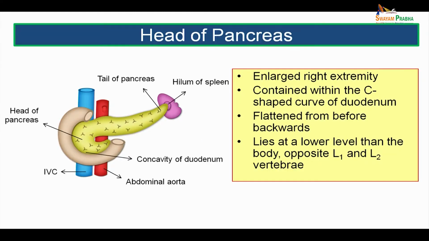Let us now go on to see the visceral relations of the parts of the pancreas. The head of the pancreas is nothing but the enlarged right extremity of the pancreas. It is contained within the C-shaped concavity or curve of the duodenum. The head is flattened from before backwards and it lies at a lower level as compared to the body of the pancreas. It lies opposite the L1 and L2 vertebrae. The picture here shows us the right extremity of the pancreas, that is the head, which lies within the concavity of the duodenum.